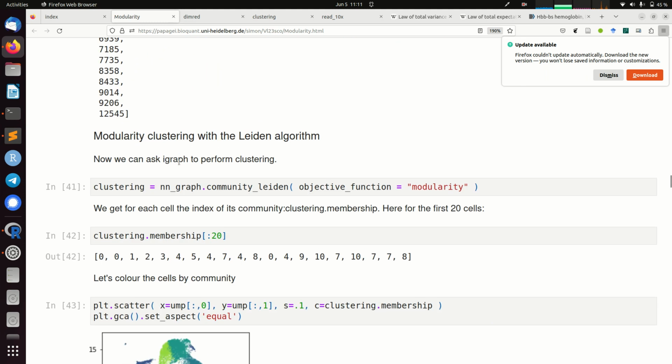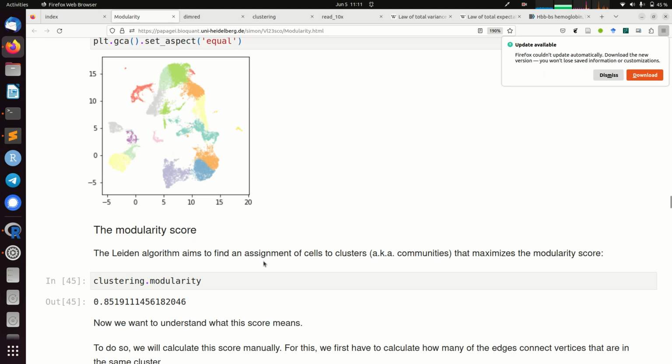So here we called the Leiden algorithm, told it to optimize the modularity, and it gave us this assignment: cell 0 is community 0, this cell is community 4, community 7, and so on. And what we now do is the following. It has calculated something called the modularity score and has this value 0.852.